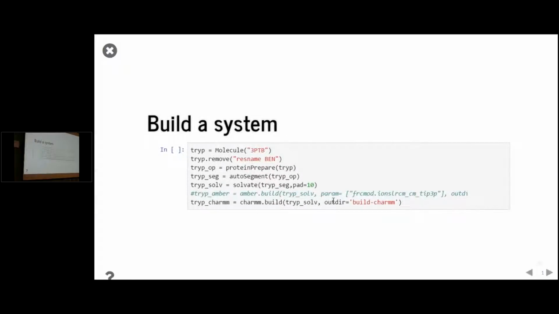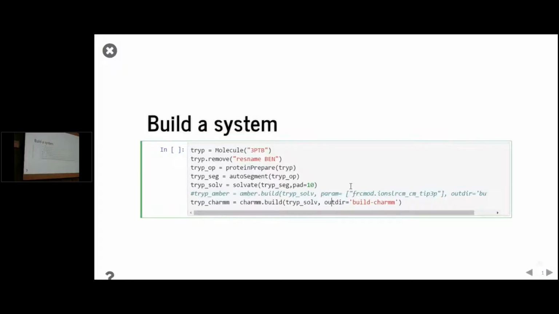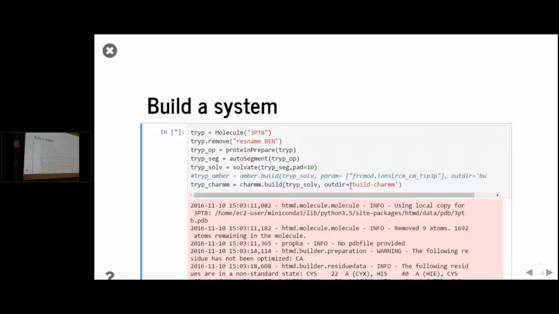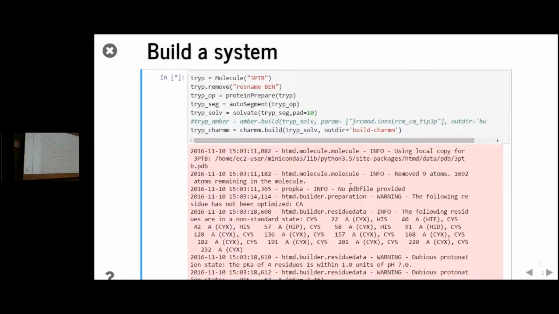I just quickly built a system to have something built. Again, trypsin, I remove benzamidine, I just prepare it, determine the segments, solvate and build. If you prefer Amber, you just comment the one before and you do the other one.